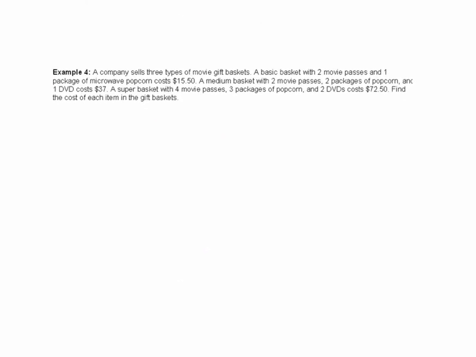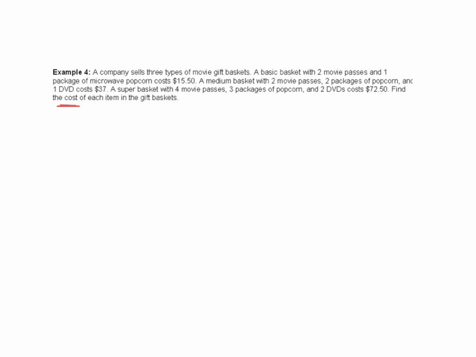Okay, so we'll read this together. It says a company sells 3 types of movie gift baskets. This is common, like you go to a silent auction and there's all those baskets there. You know, you can put raffle tickets in. A company sells 3 types of movie gift baskets. A basic basket with 2 movie passes and 1 package of microwave popcorn costs $15.50. A medium basket with 2 movie passes, 2 packages of popcorn, and a DVD costs $37. And then a super basket with 4 movie passes, 3 packages of popcorn, and 2 DVDs costs $72.50. Find the cost of each item in the gift basket.